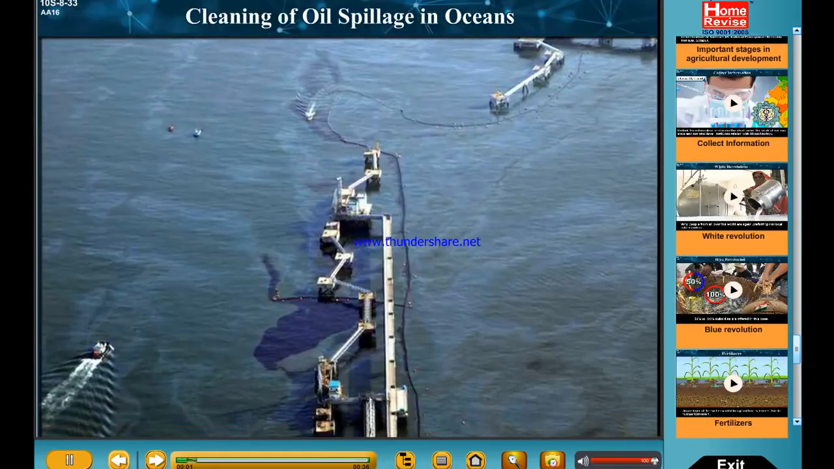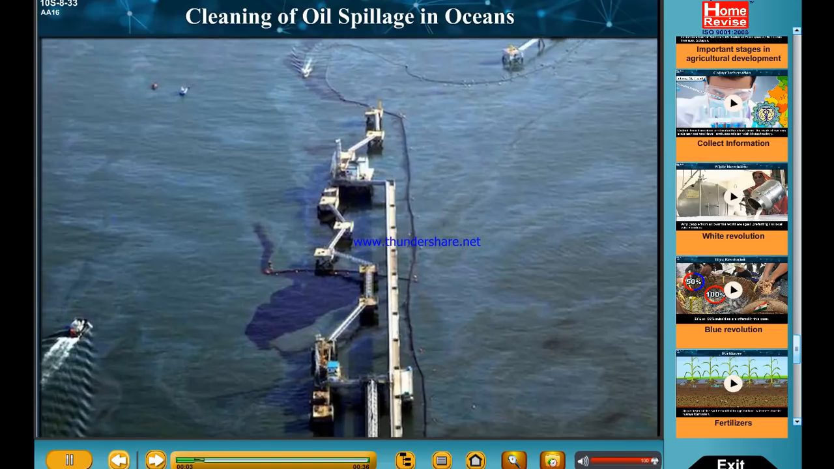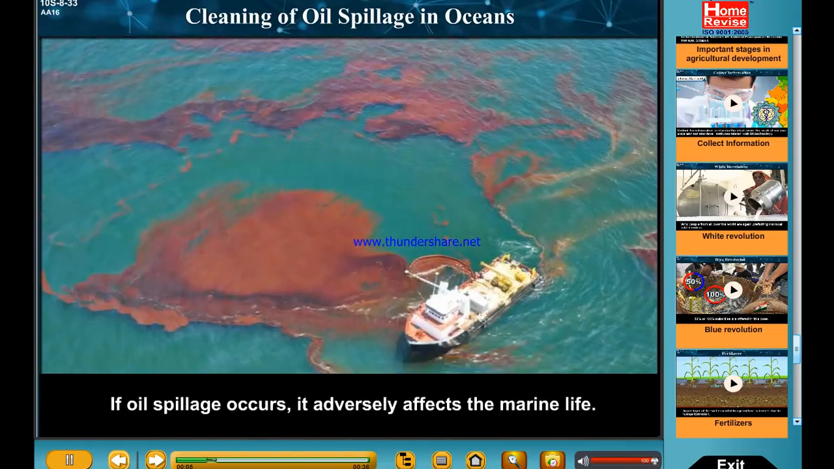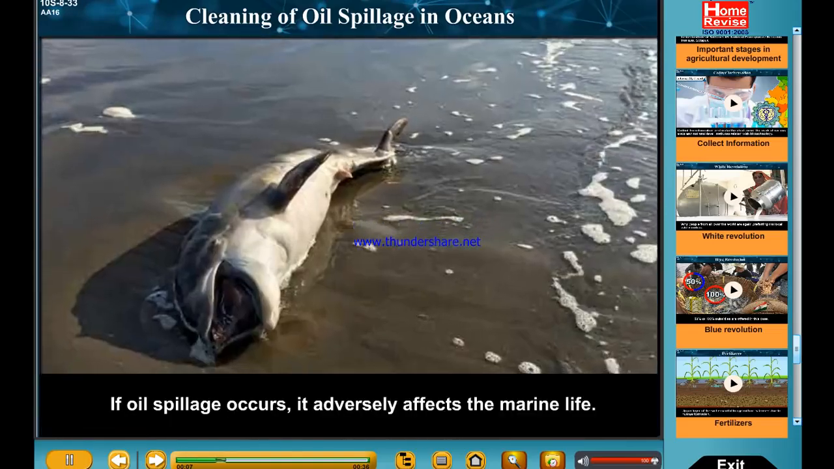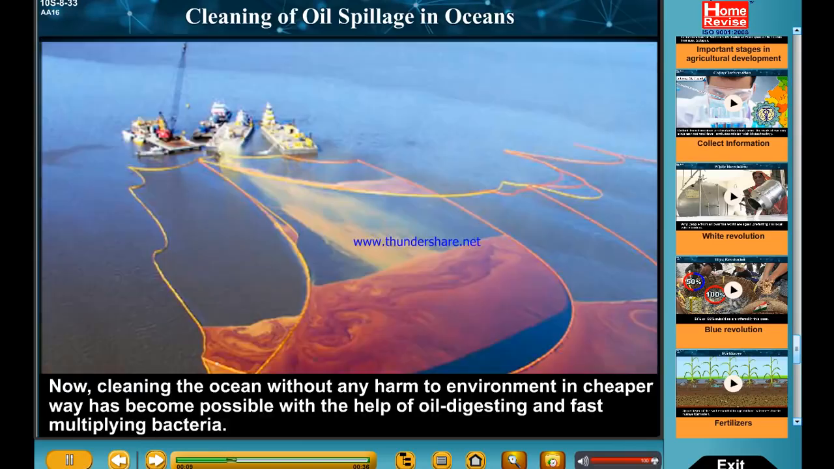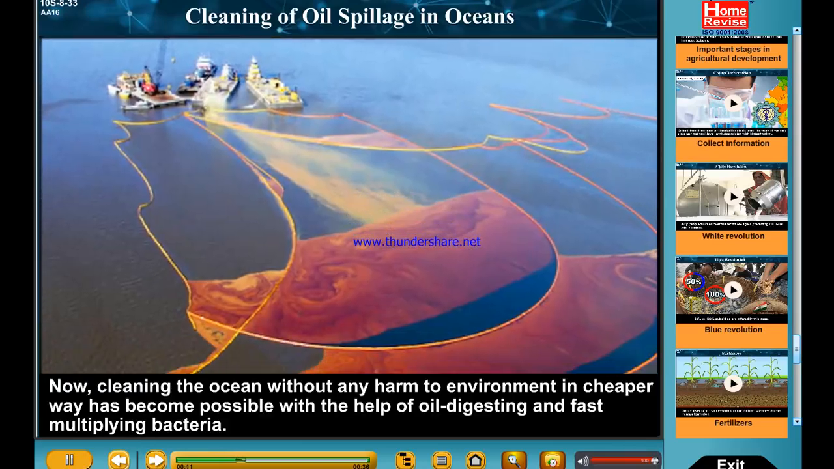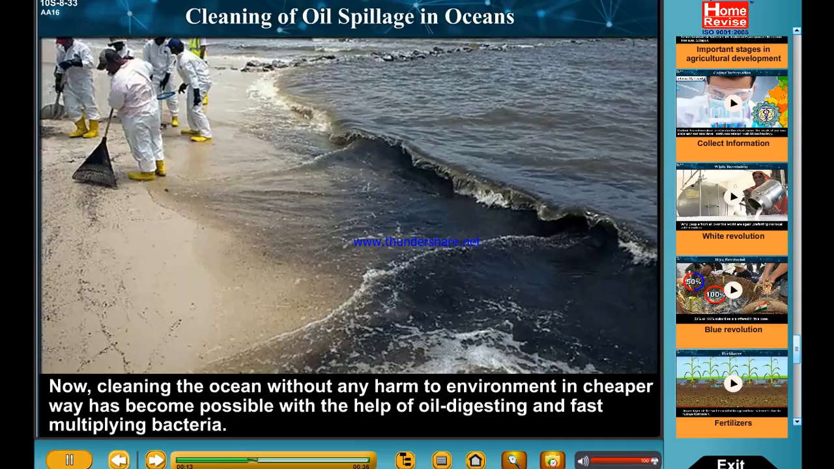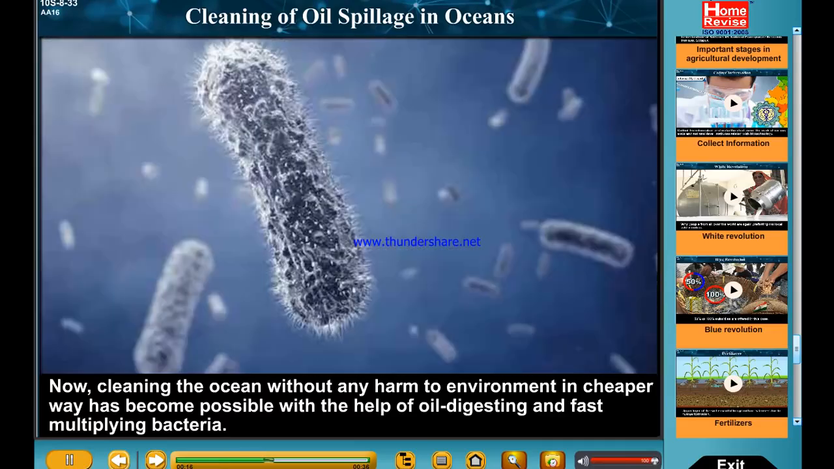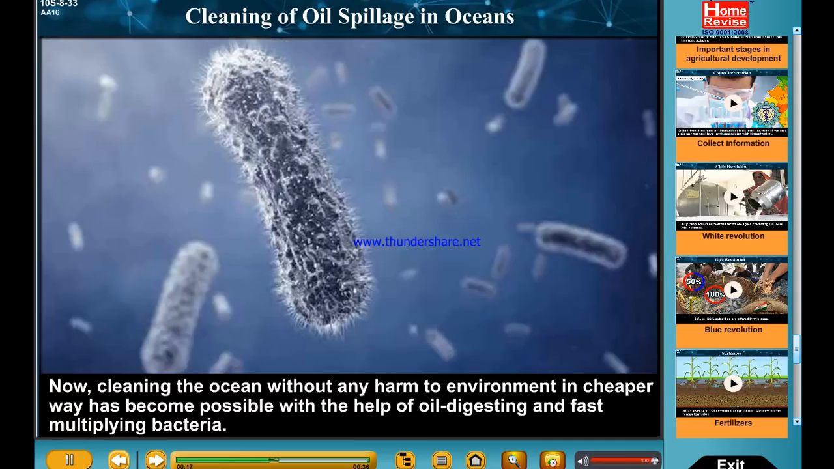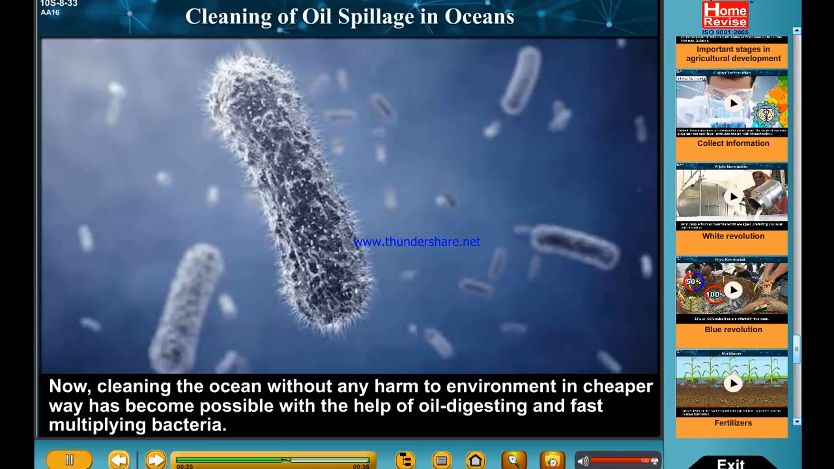Cleaning of oil spillage in oceans. If oil spillage occurs, it adversely affects the marine life. Now, cleaning the ocean without any harm to environment in cheaper way has become possible with the help of oil digesting and fast multiplying bacteria.